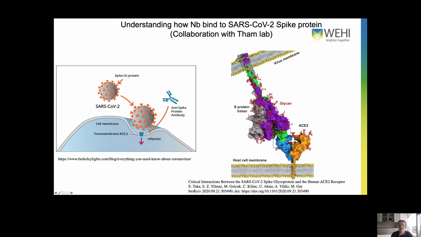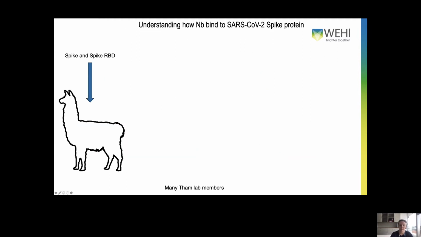Because this interaction is required, you can imagine lots of antibodies and nanobodies target this receptor binding domain specifically to prevent this from happening. And so the Tam lab was very much interested in obtaining such neutralizing nanobodies to prevent SARS-CoV-2 from entering the cells. What they did is they used the spike receptor binding domain to immunize llamas. And from those llamas, they screened and identified 50 unique nanobodies.